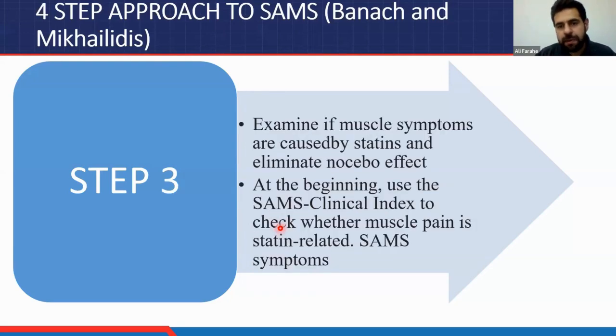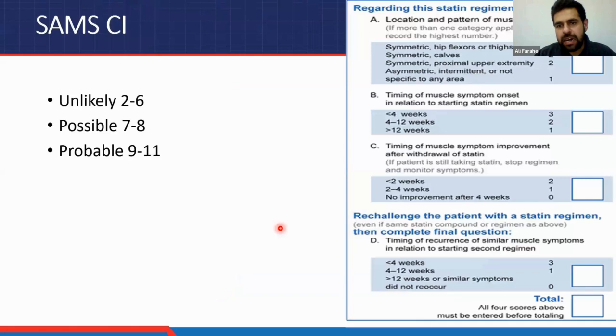So the third step is to apply the SAMS clinical index to identify patients whose muscle pain is because of statins. It has 4 criteria. The first is the location and pattern of the muscle symptoms. Statin-induced muscle disease usually involves the proximal muscles of the shoulders and hips. The second is the onset of symptoms. Onset occurring early after the statin initiation is likely because of statin.